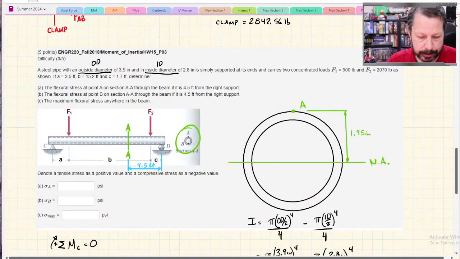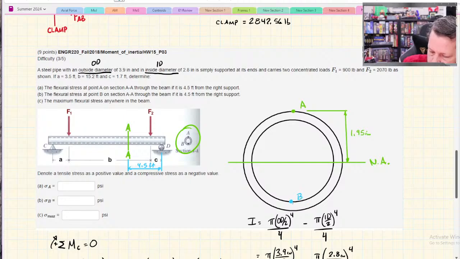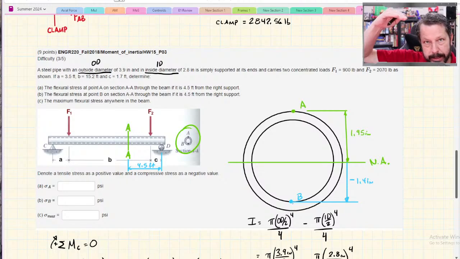So from here, it gets a little bit easier, at least for part B. So part B is the flexural stress at point B on section AA. So same section means the same internal bending moment. And point B is just a new point. So point B is just down here. So what happens is I calculate this distance, which is the internal radius, so ID 2.8 divided by 2 is 1.4, and it's negative 1.4 inches because I'm measuring from the neutral axis downward.